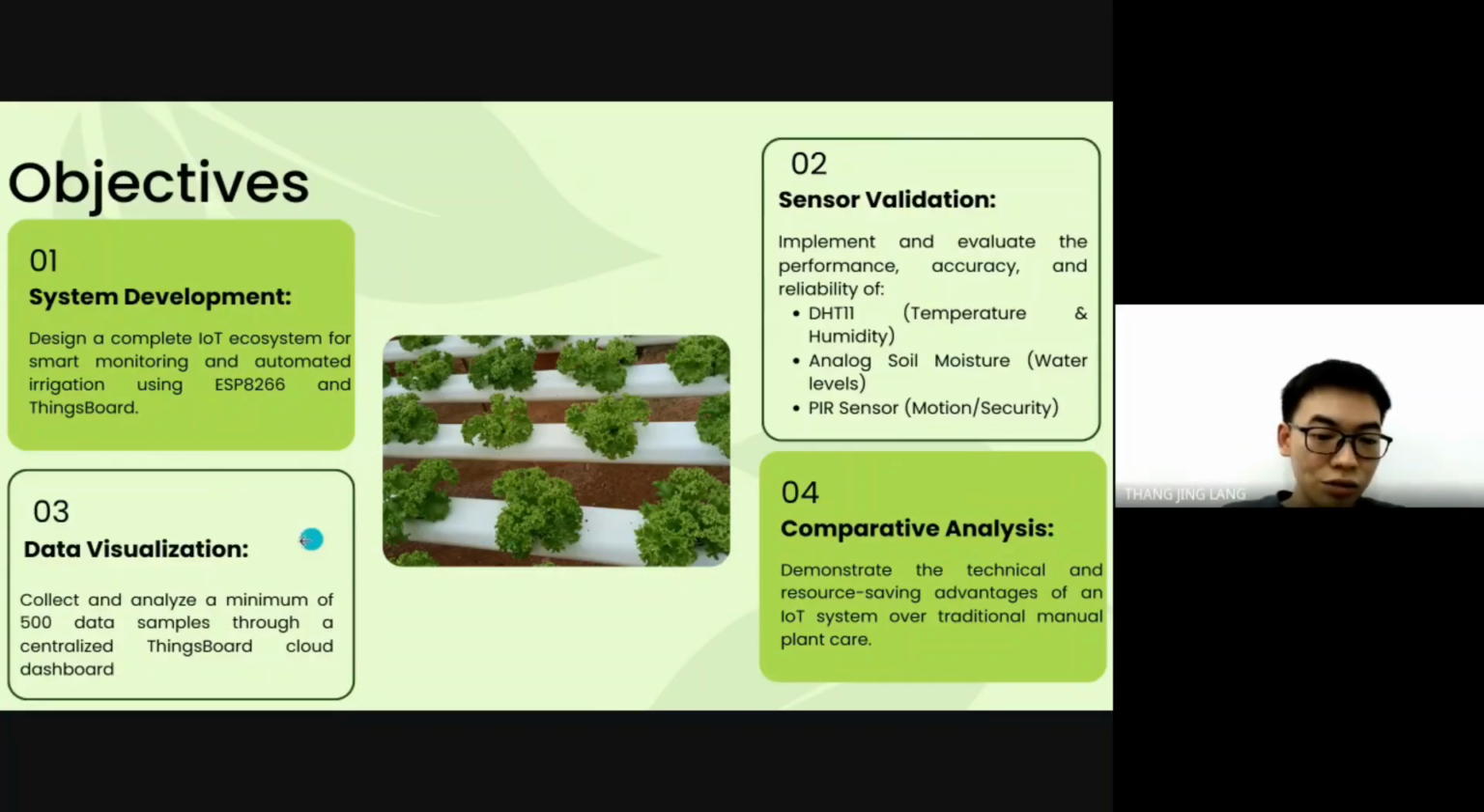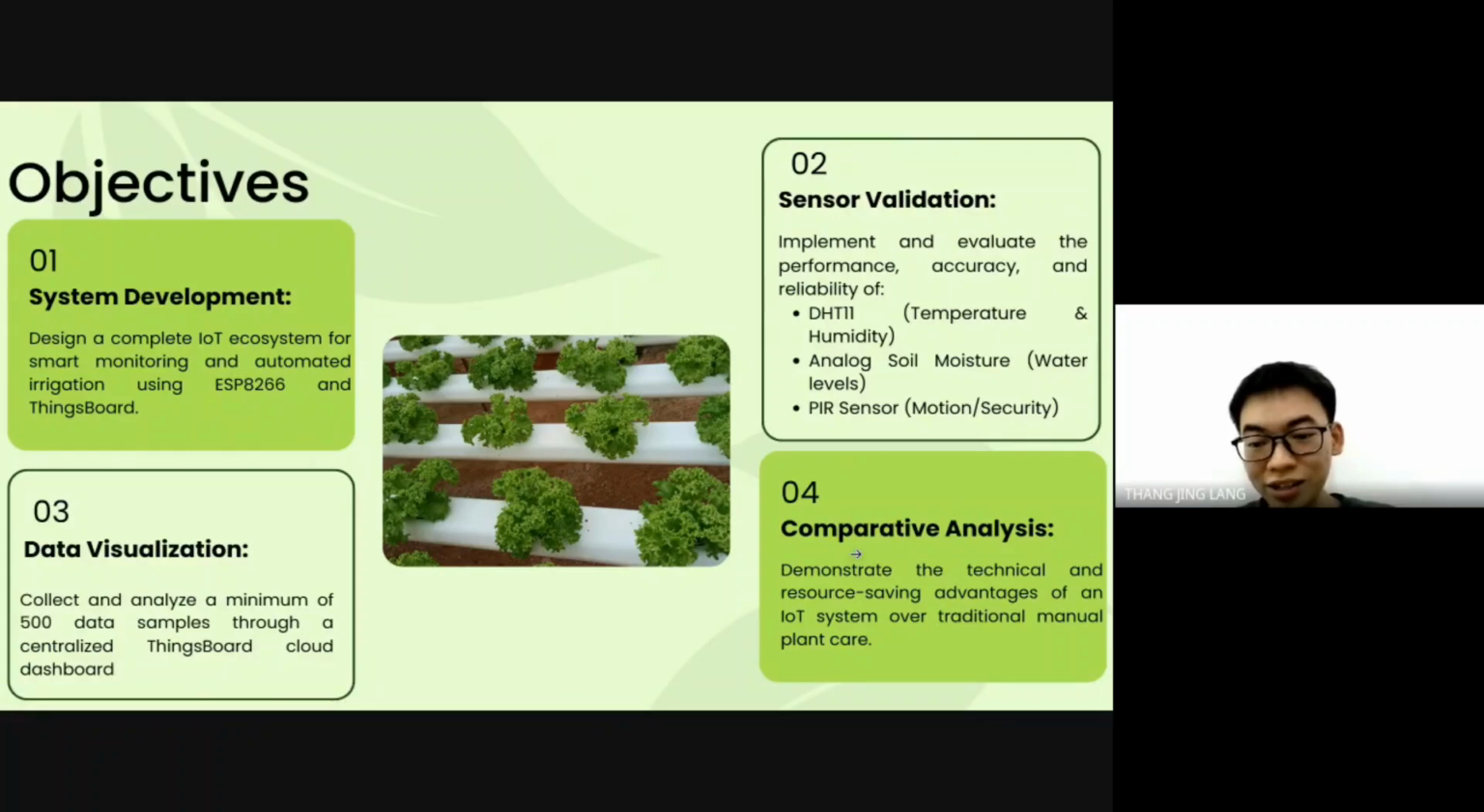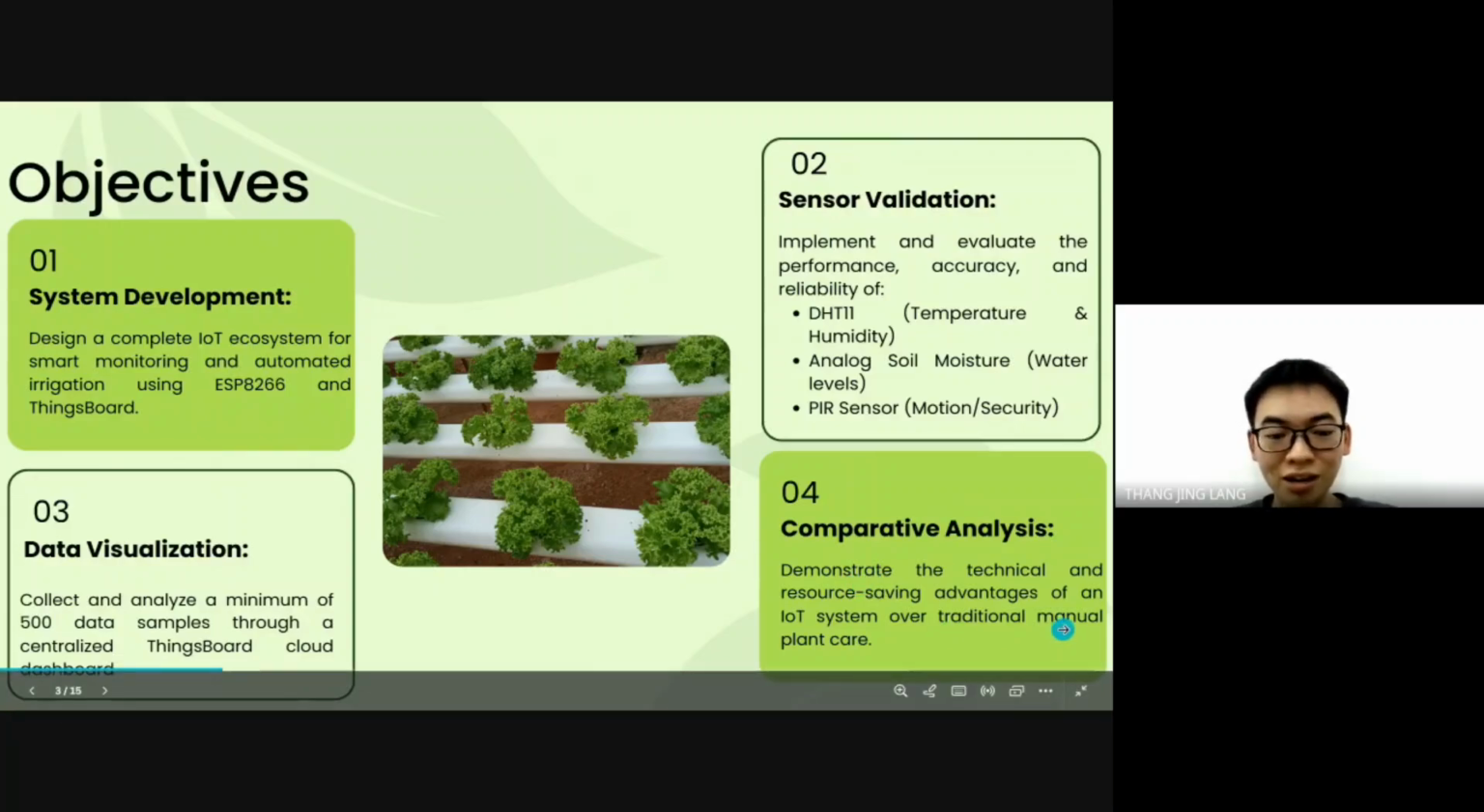And the third is data visualization: collect and analyze a minimum of 500 data samples through a centralized ThingSpeak cloud dashboard. And the last is comparative analysis: demonstrate the technical and resource-saving advantages of an IoT system over traditional manual plant care.